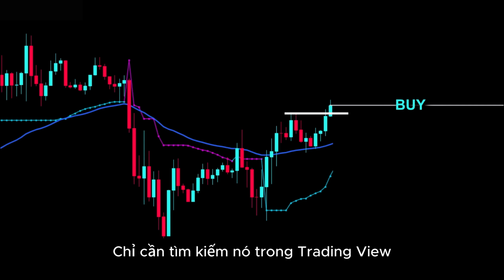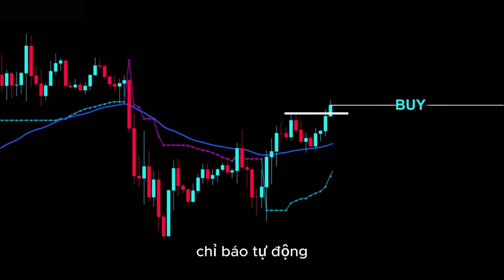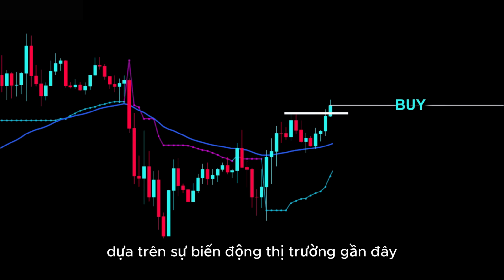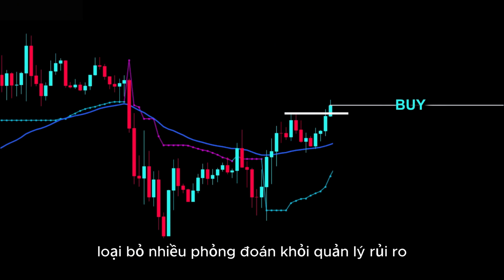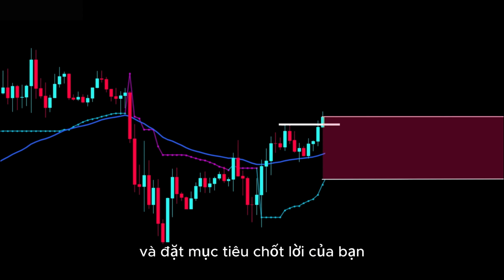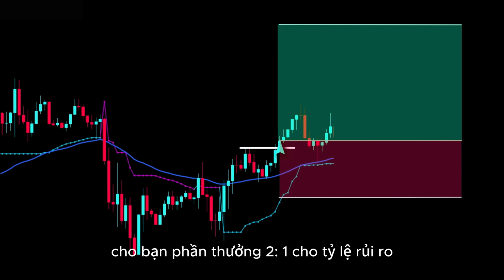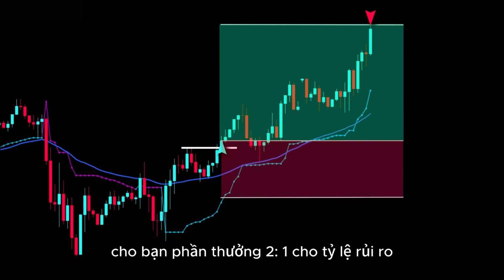Simply search for it in TradingView's indicator library and add it to your chart. The indicator automatically provides a logical stop-loss level based on recent market volatility, removing much of the guesswork from risk management. For every trade, place your stop-loss at the Chandelier Stop level and set your take-profit target at twice the distance of your risk, giving you a 2-to-1 reward-to-risk ratio.